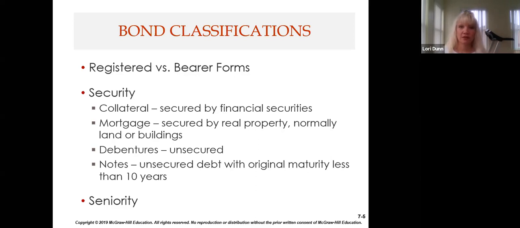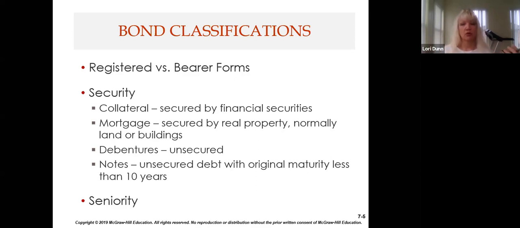There are different types of characteristics when it comes to security. Some bonds are sold with collateral attached to them. What does this mean? Well, just like when a person takes a loan for a mortgage for a home, they use their home as collateral for the loan, meaning if they default on the mortgage, the bank could take their home as collateral, as the asset. The same thing with a bond, but it's usually financial securities.